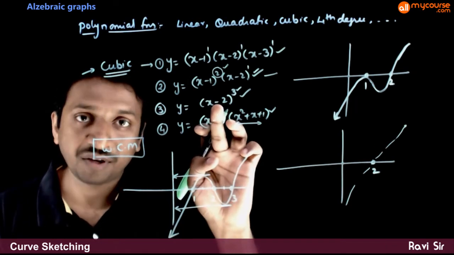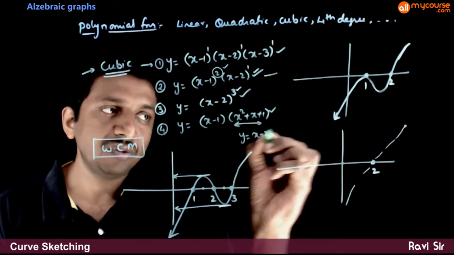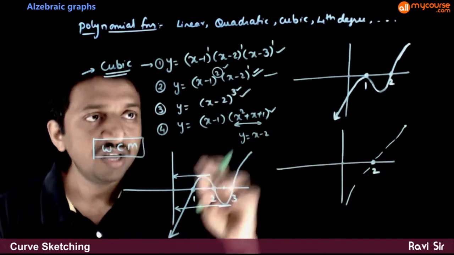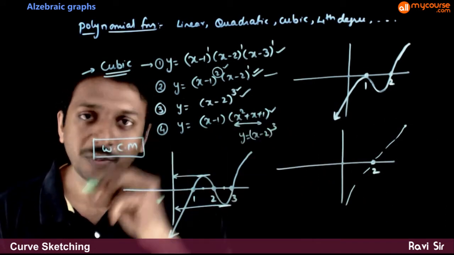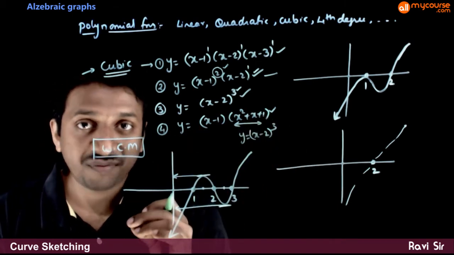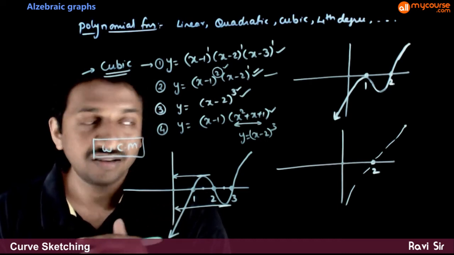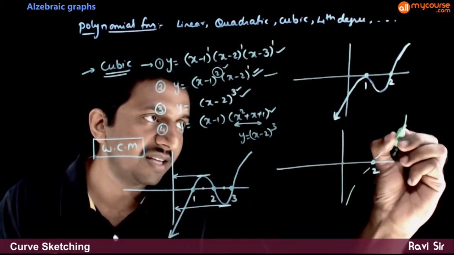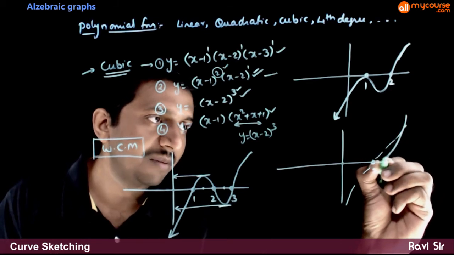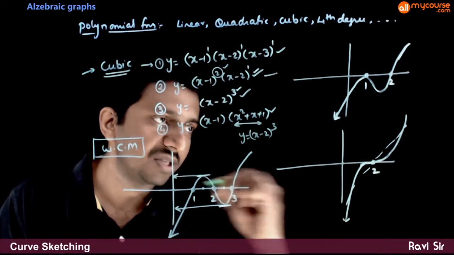Whenever you have a cubic root, as we see, if you have y is equal to just x minus 2, you have a straight line graph. If you have (x minus 2) whole cube, whenever the power increases, the graph becomes flat at the point where it cuts the x-axis. So the graph will be something like this. It comes like this, it becomes flat near x is equal to 2 and goes like this.